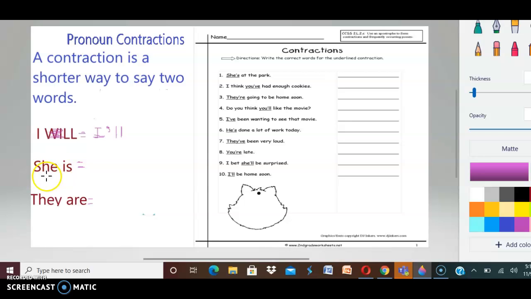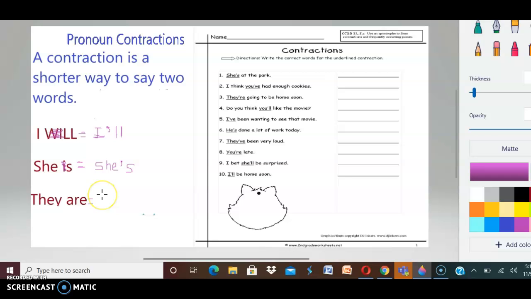Let's look at this one. She is. Let's turn that into a contraction. We're going to keep the she, and in this case, all we're doing is removing the I here and replacing that I with an apostrophe, and it becomes she's. She's sleeping, which means she is sleeping.